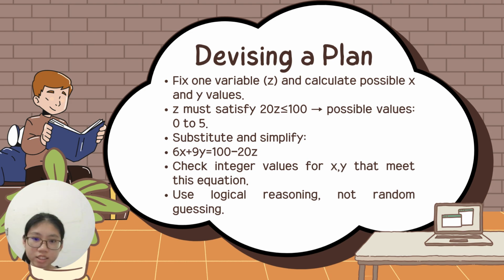In the second step, we devise a plan. To simplify the equation, we can fix the value of z because the number of large boxes directly affects the total number of pencils. Since each large box holds 20 pencils, z must be less than or equal to 5. Substituting each z value into the equation allows us to find possible combinations of x and y. This strategy avoids random guessing and ensures logical calculation.